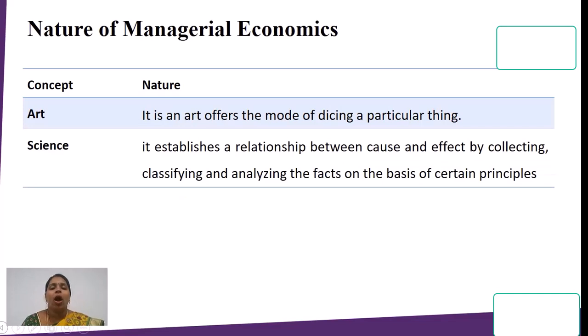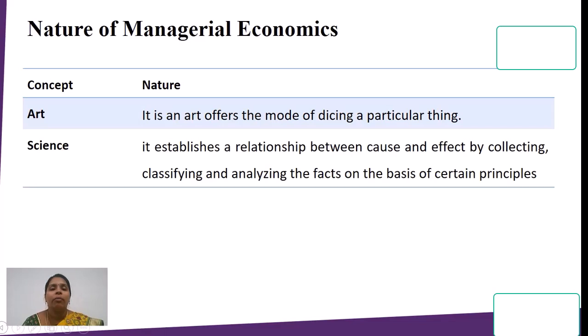Apart from this, we call managerial economics an art because it offers a mode of dissecting a particular thing. For example, if any problem happens in an individual firm, we have to deep dive into the problem and establish an art of solving the problem which will have the least disadvantages and most advantages. So, as an art, managerial economics will provide you a systematic and detailed way of solving a problem, which will help you in your business administration and decision making process to solve everyday business problems.